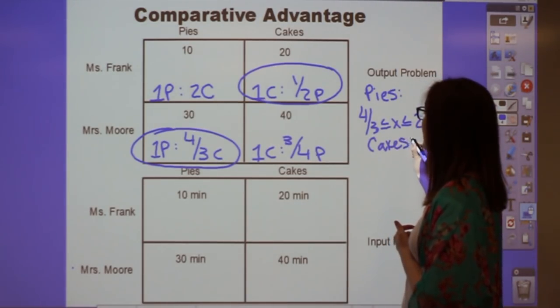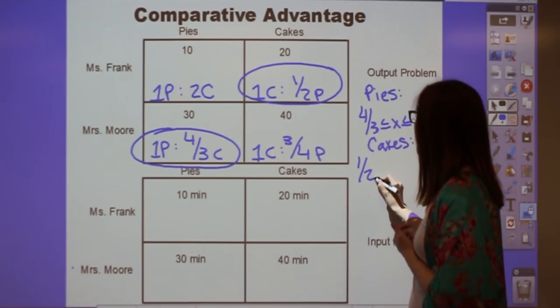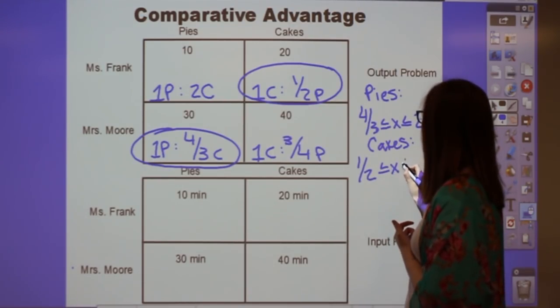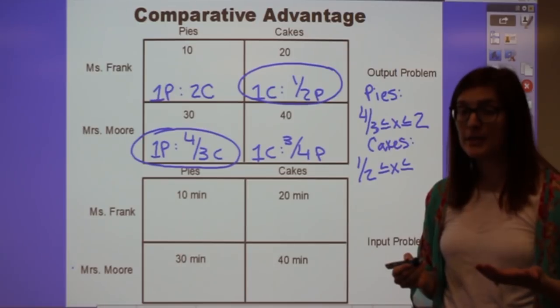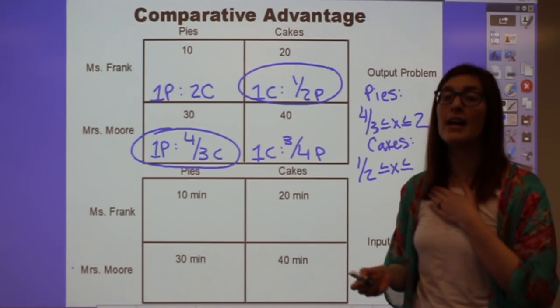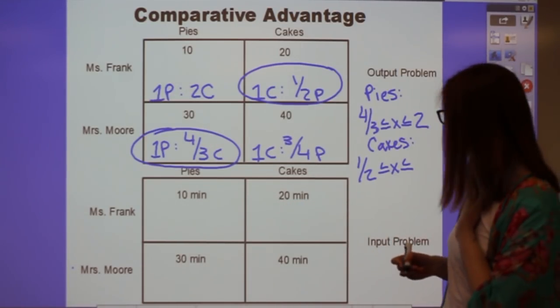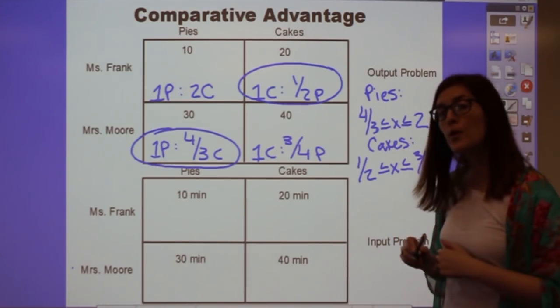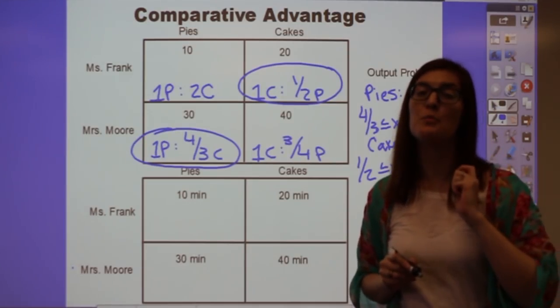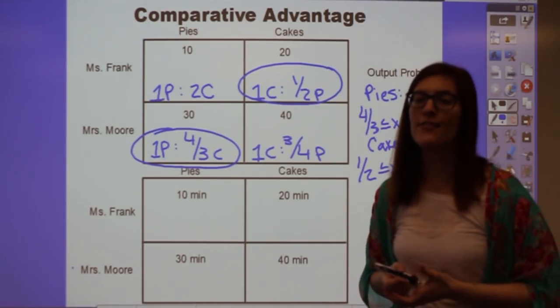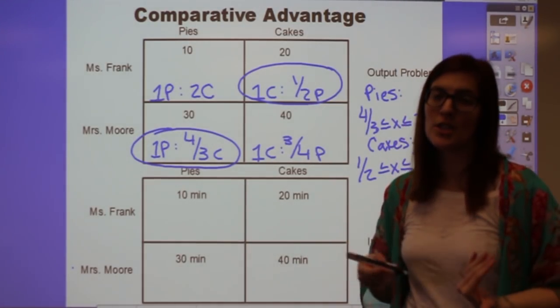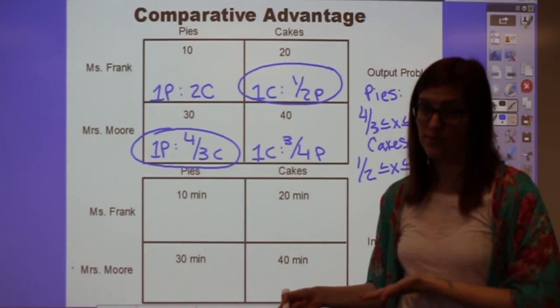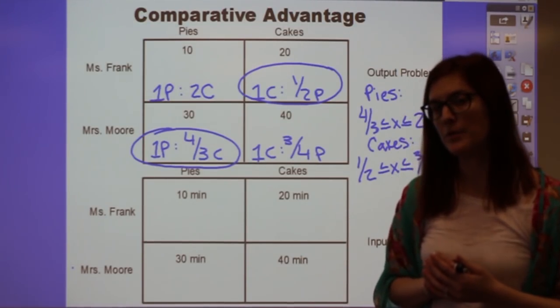But now the difference is I am the seller. So 1/2 is my minimum price I'm willing to sell cakes for. Otherwise, I'd be losing money. Any price higher than 1/2, I am perfectly willing to sell it. Then Mrs. Moore is now the buyer, and 3/4 is the max price she's willing to pay for a cake. If it's a price higher than 3/4, it'd be cheaper for her to just make it herself. So that's how we determine terms of trade.